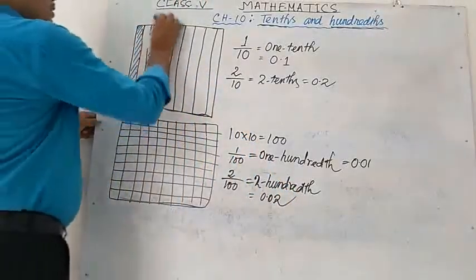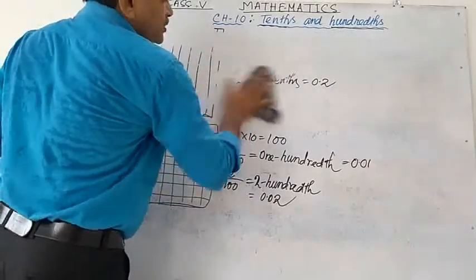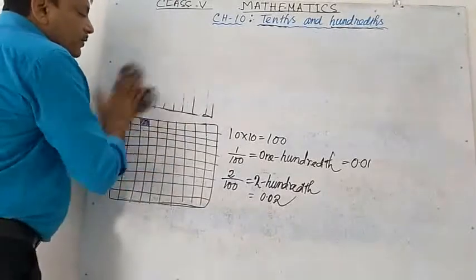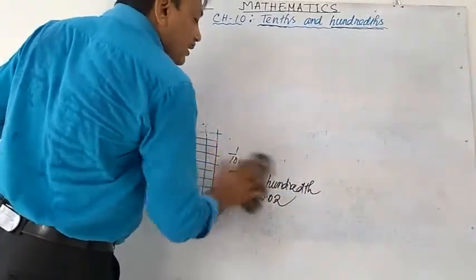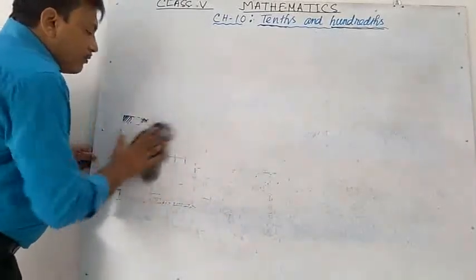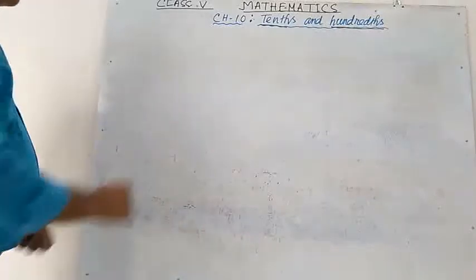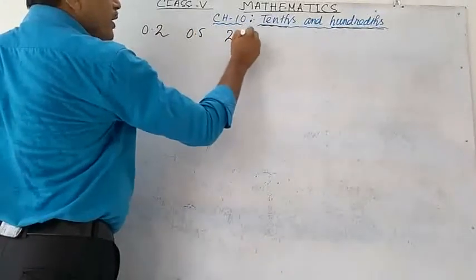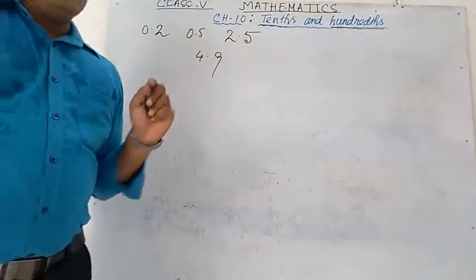Now, how many types of decimal fractions? So, the first type is like and unlike decimal fractions. So what is like decimal fractions? Suppose if I take 0.2, 0.5, 2.5, 4.9, like that. All are decimal numbers.